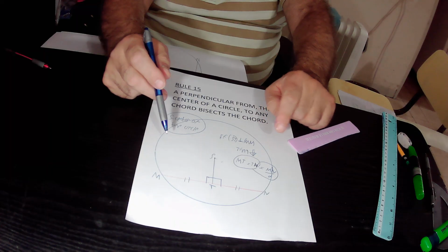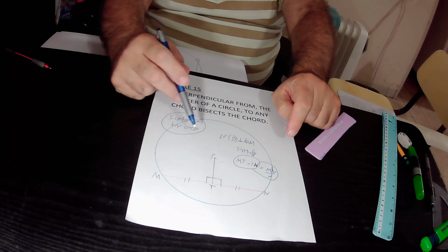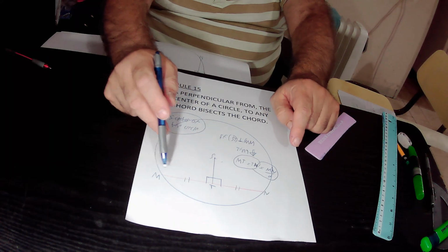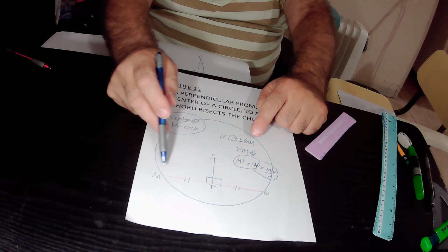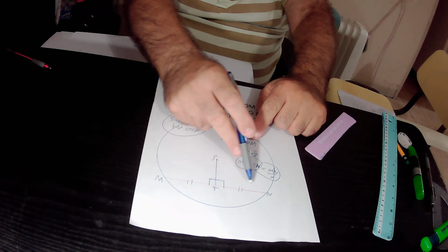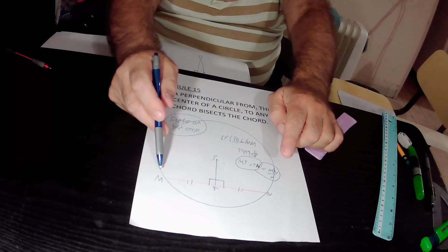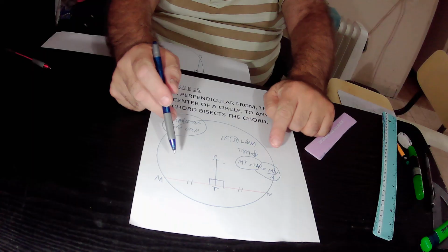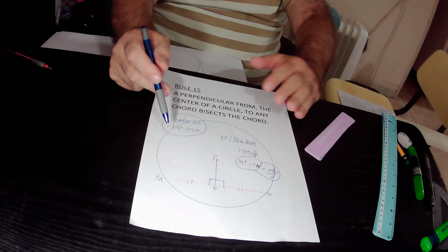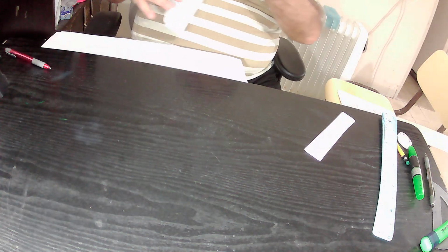So again, according to rule 15, perpendicular ST bisects chord MN. That is to say, the first half MT equals the second half TN, and each half must be equal to MN over 2, because MN has been bisected. MT equals TN equals MN over 2. So we can implement rule 15 in our drawing.